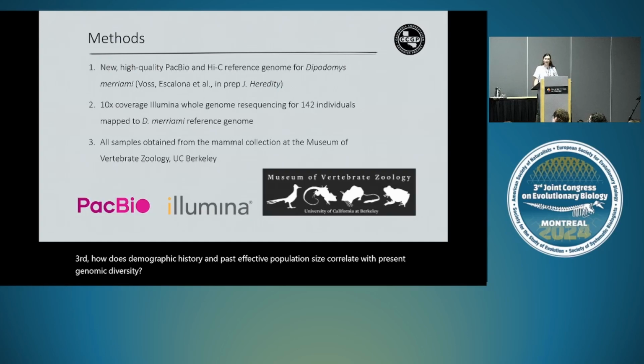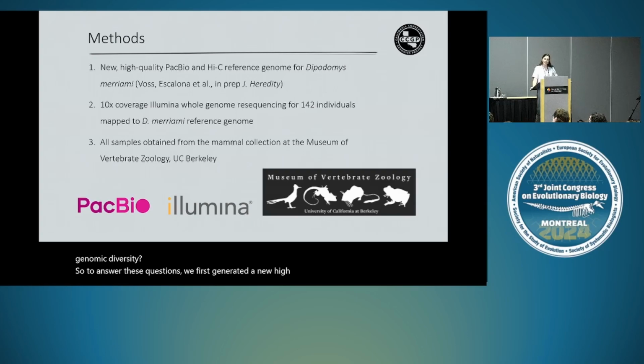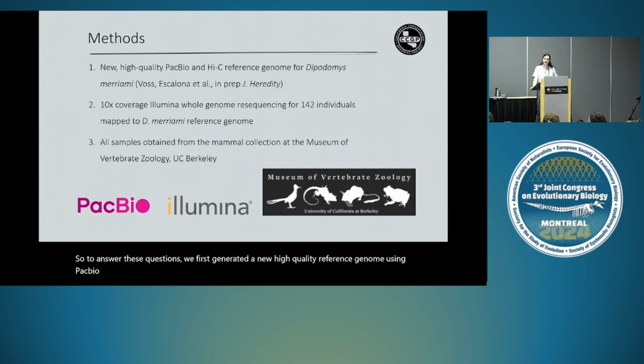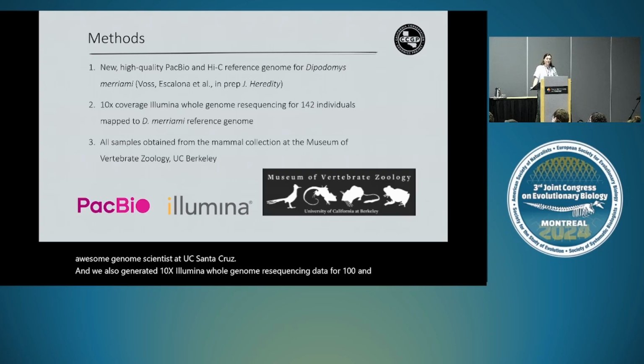So to answer these questions, we first generated a new high-quality reference genome using PacBio for Dipodomys merriami. This genome was assembled by Merle Escalona, who's an awesome genome scientist at UC Santa Cruz. We also generated 10x Illumina whole genome resequencing data for 142 Dipodomys individuals that we mapped to our new genome. And again, all of these samples are museum specimens, and they came from the mammal collection at the Museum of Vertebrate Zoology at Berkeley.